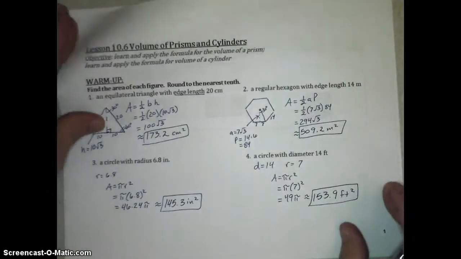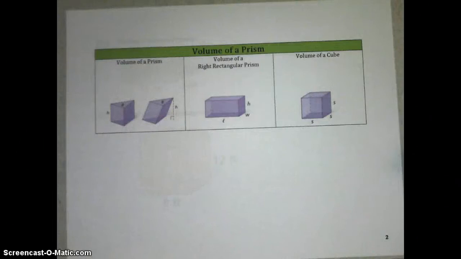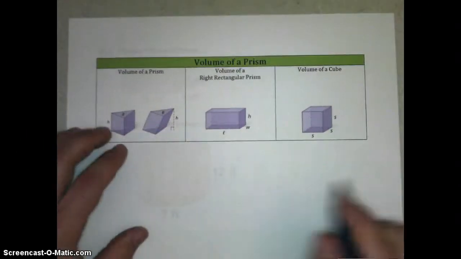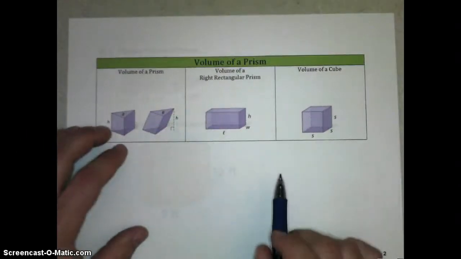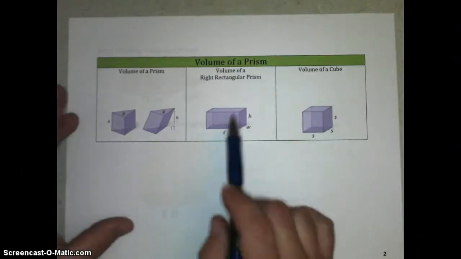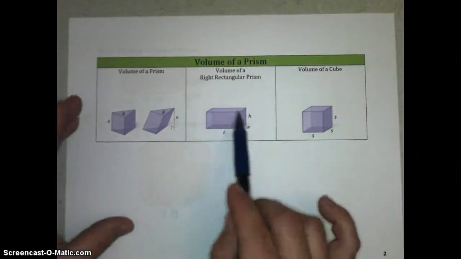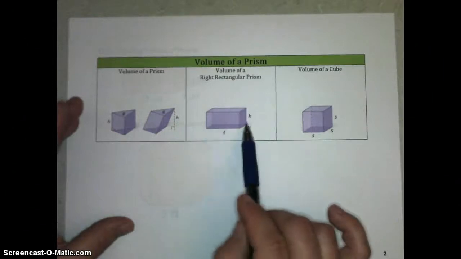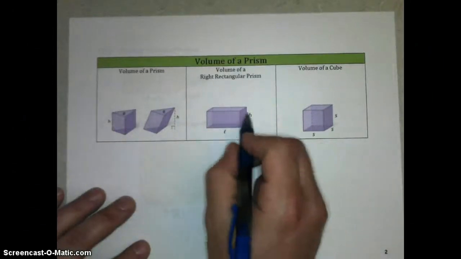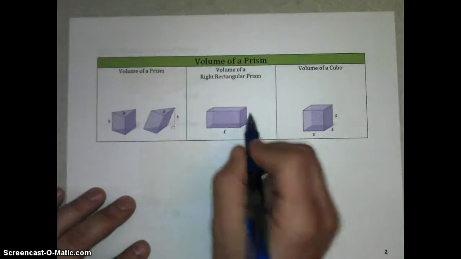All right, let's go ahead and take a look at our lesson. We're going to take a look at the volumes of three-dimensional figures in this lesson, starting with prisms. Now, most often we start with the volume of a right rectangular prism. You guys know what the volume formula is for this already, or you should remember from previous classes. The volume of a rectangular prism is just length times width times height.